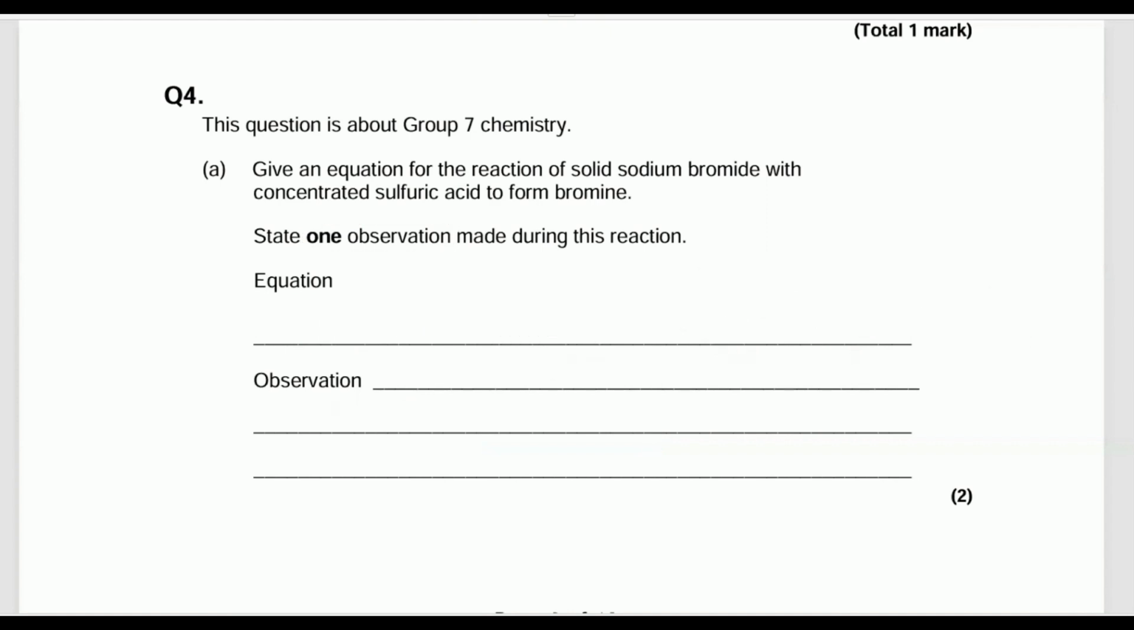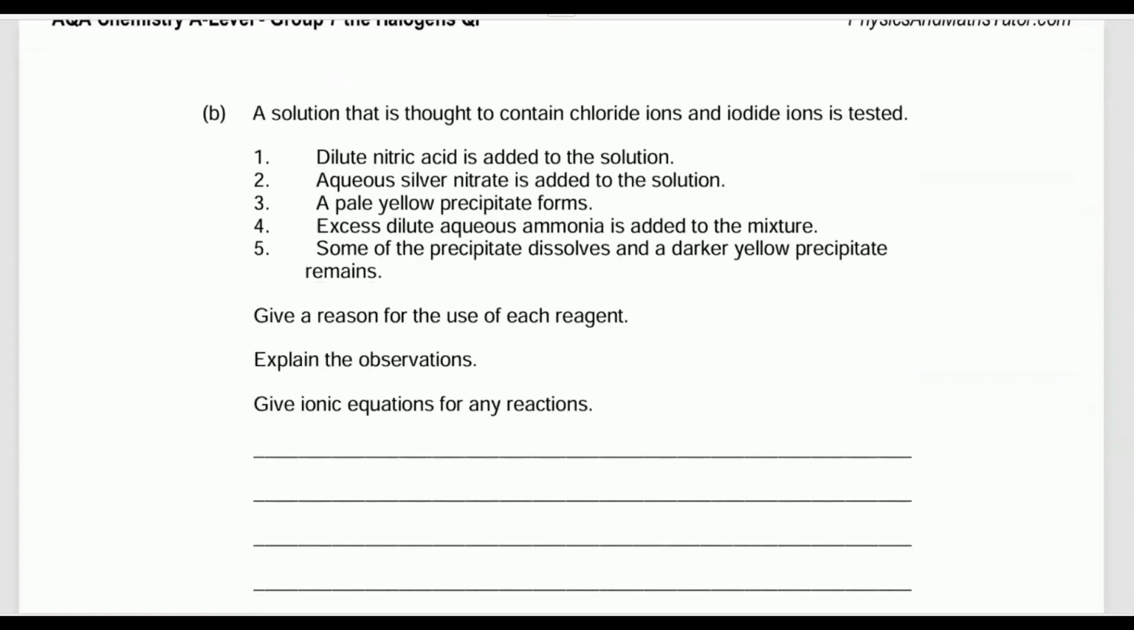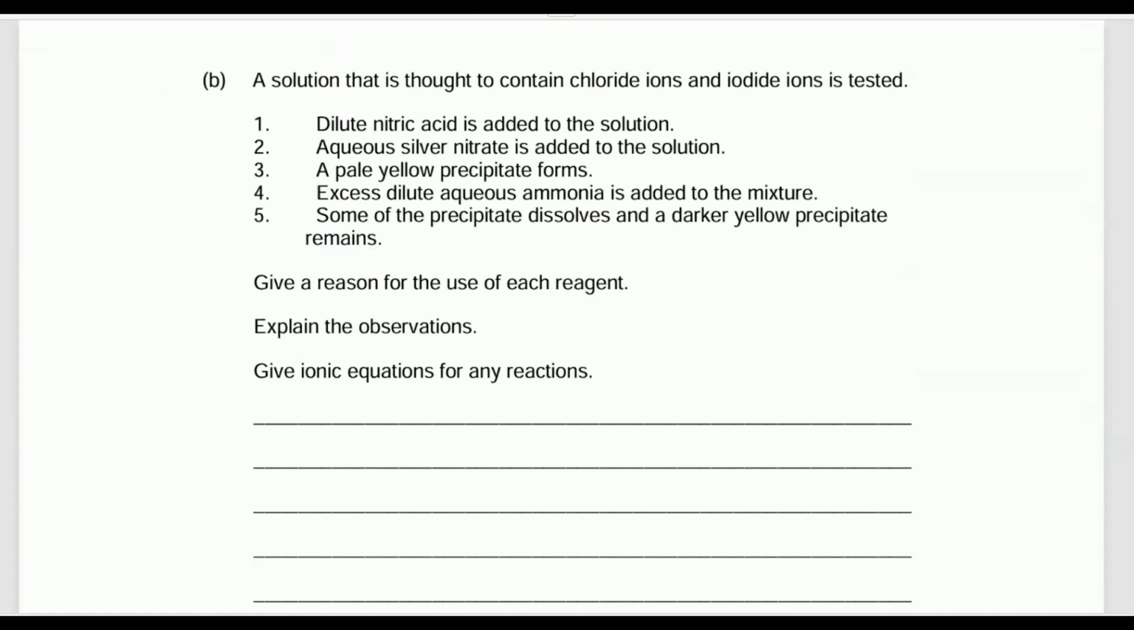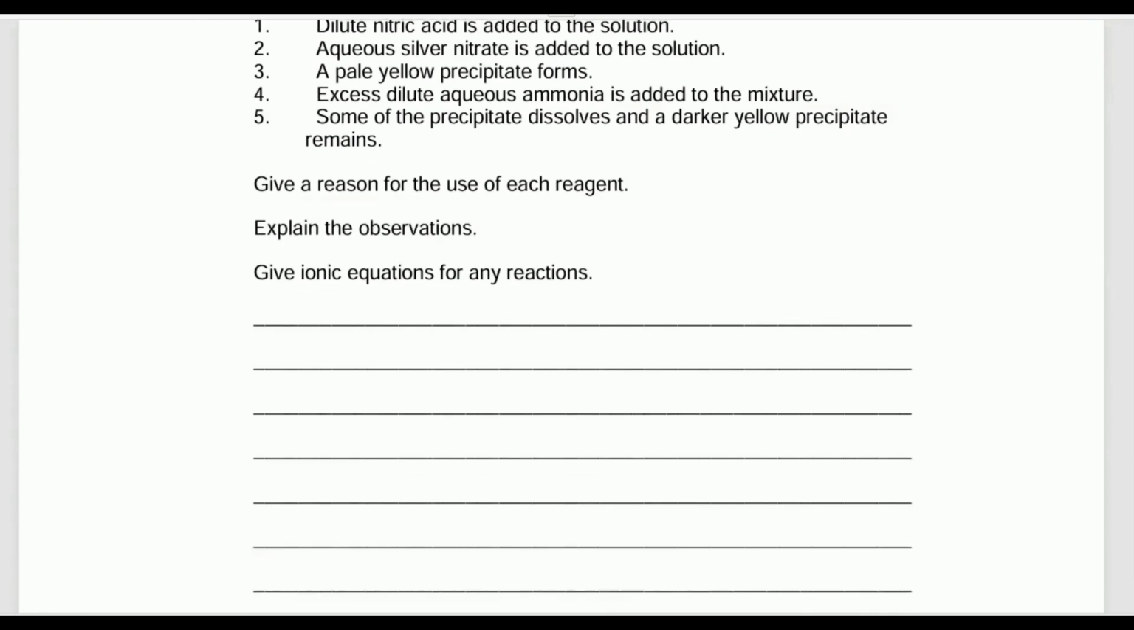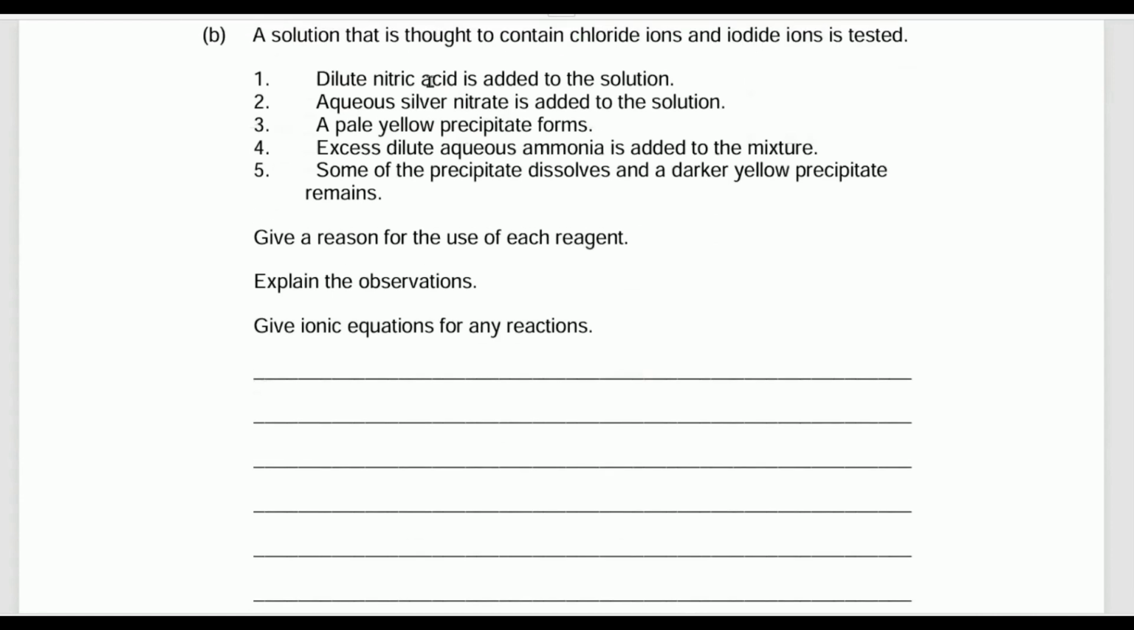Okay, let's move down. A solution that is thought to contain chloride ions and iodide ions is tested. Dilute nitric acid is added to the solution. Aqueous silver nitrate is added to the solution. A pale yellow precipitate forms, so you should know your halide ion tests here. Excess dilute aqueous ammonia is added to the mixture. Some of the precipitate dissolves, and a darker yellow precipitate remains. Give a reason for the use of each reagent. Explain the observations. Give ionic equations for the reactions. It's a 5 marker. Okay, 5 marks. So let's get into it.